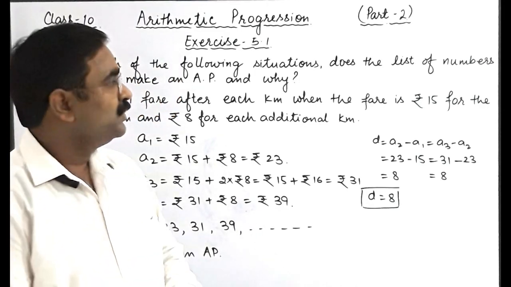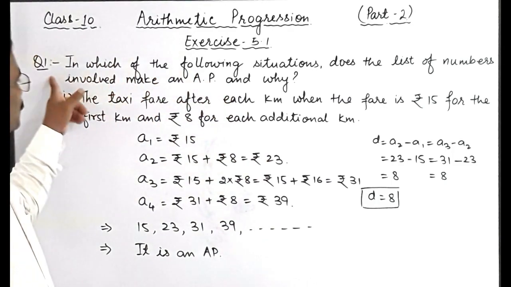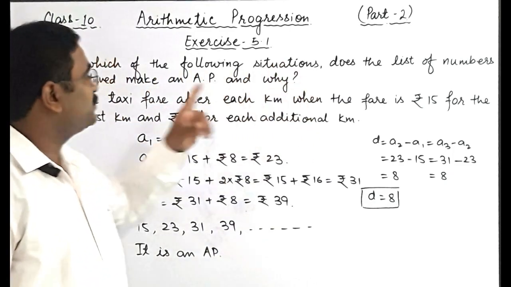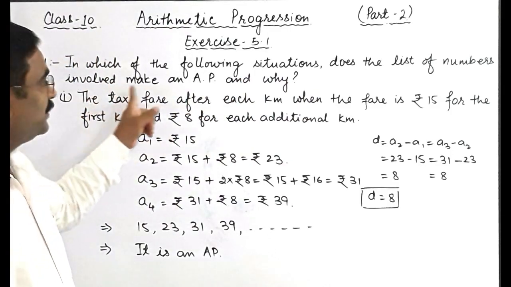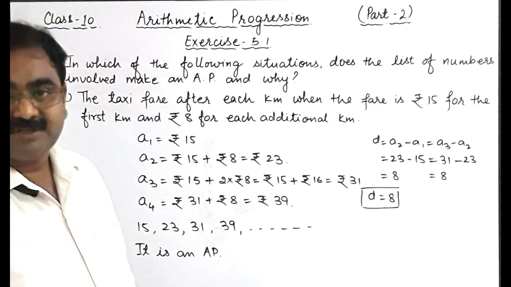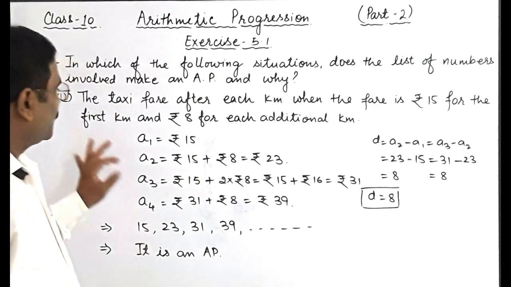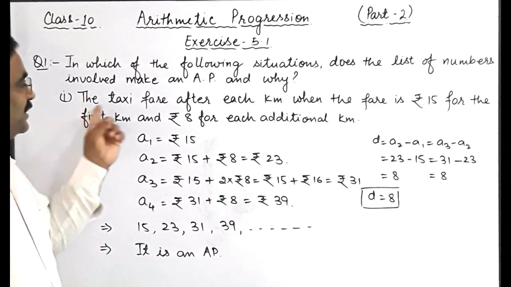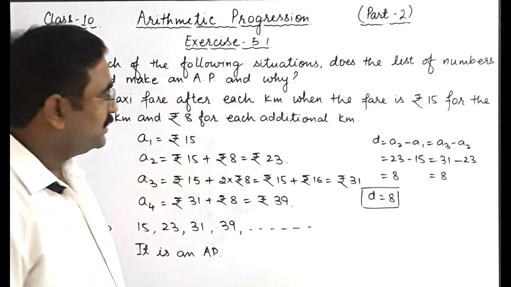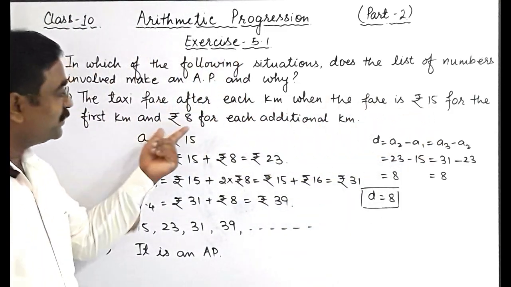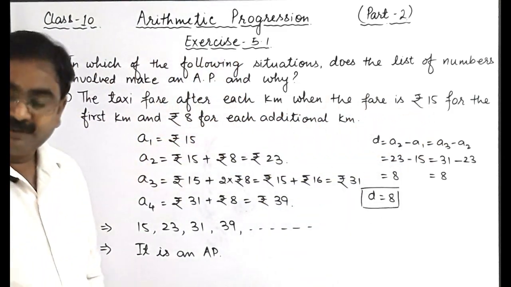Here, in the first question it is given: in which of the following situations does the list of numbers involved make an arithmetic progression, and why? The reason is also asked. For the first part, it is the taxi fare after each kilometer, when the fare is rupees 15 for the first kilometer and rupees 8 for each additional kilometer.